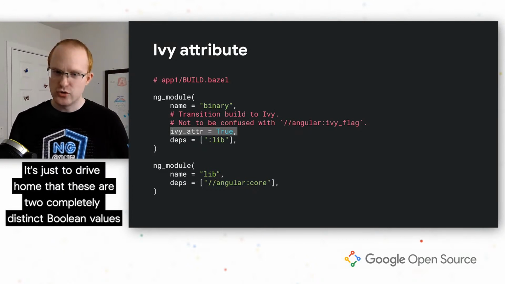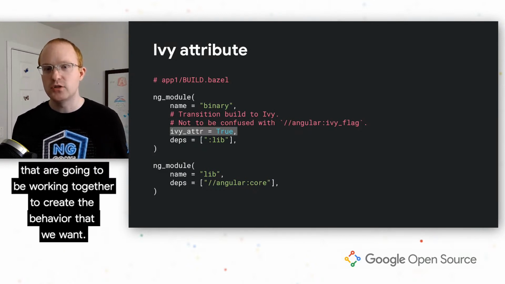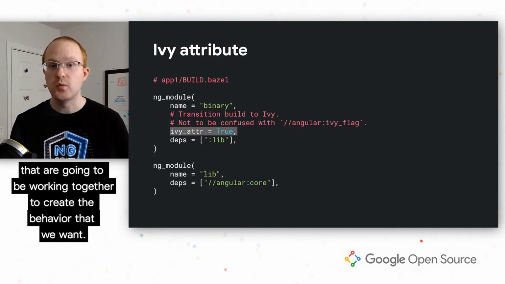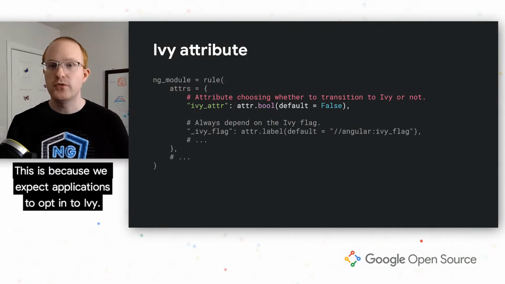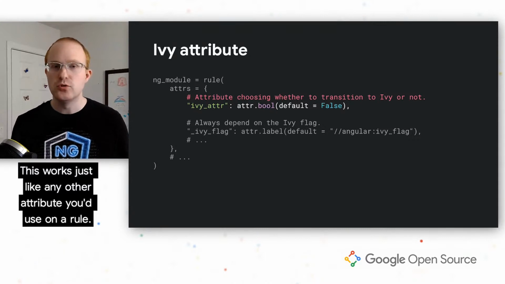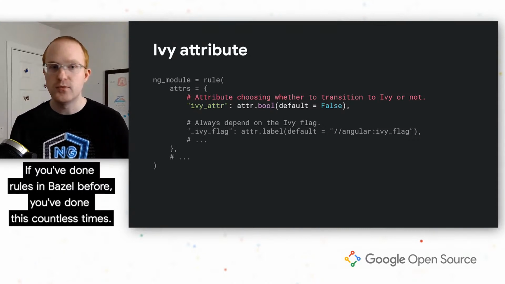It's just to drive home that these are two completely distinct Boolean values that are going to be working together to create the behavior that we want. We start by declaring an Ivy attribute defined as a simple Boolean and defaulting to false. This is because we expect applications to opt into Ivy. This works just like any other attribute you would use on a rule, and if you've done rules in Bazel before, you've done this countless times, and there's nothing special here.